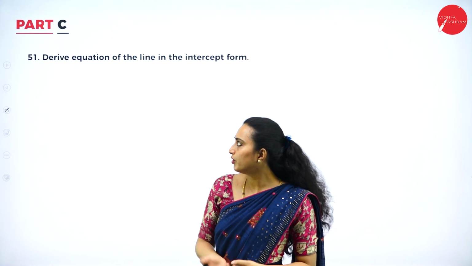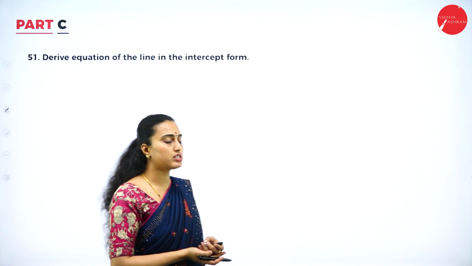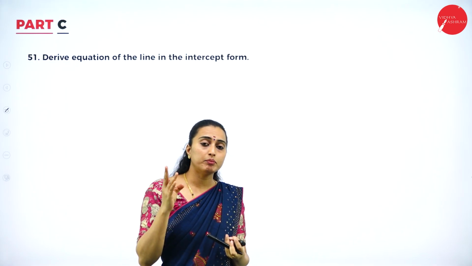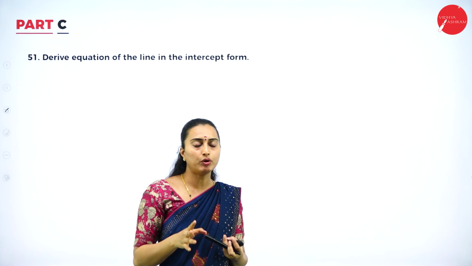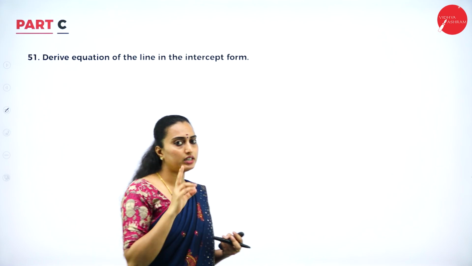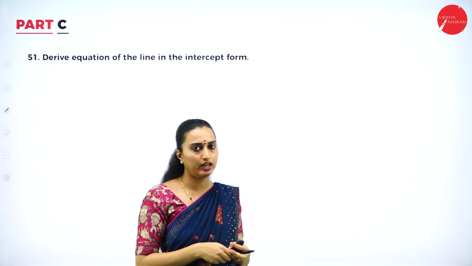Okay, dears, we'll be moving on to the last question. What they've asked: derive the equation of the line in the intercept form. They may ask either intercept form, or slope intercept form, or two-point form. So here they have asked intercept. Here intercept is very important. They can ask you this question only in the final examination.